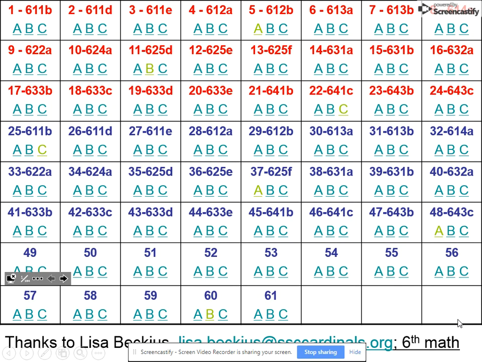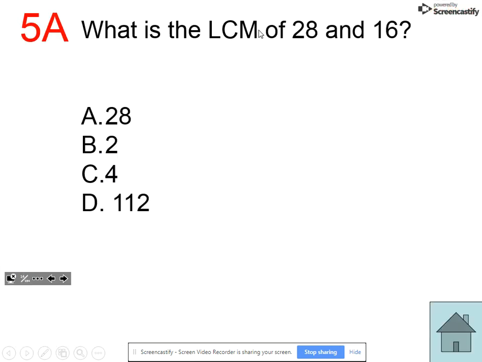Okay, at this point, you should have your pencil on the floor. Your grading utensil is out. Remember, this is based on your growth, so please be honest as you check your answers. 5A was first. 5A, what is the LCM or least common multiple of 28 and 16? If I multiply 28 and 16, the first number that I'll come to is D, 112. So please leave it alone if you got D correct. If you got D incorrect, please just put an X by 5A.